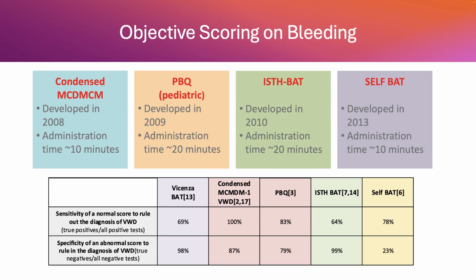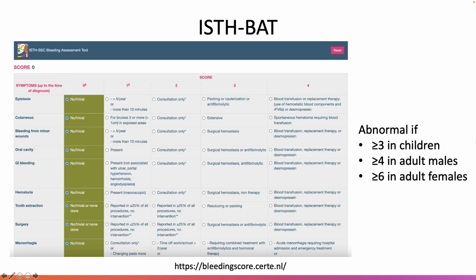So how do we objectively score a bleeding patient? There are a few scoring systems available, and the one that we commonly use is the ISTH BAT score. The ISTH BAT score actually has a very high specificity of 99%, and it's also quite sensitive, 84%. Generally, this questionnaire can be completed in 10 to 20 minutes depending on your familiarity. So this is just a rough calculation.